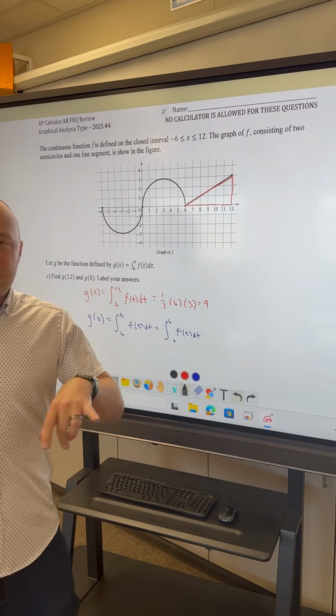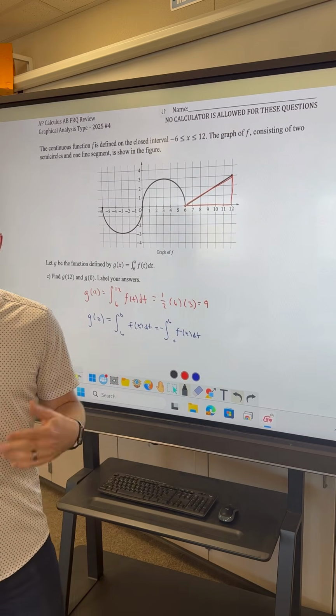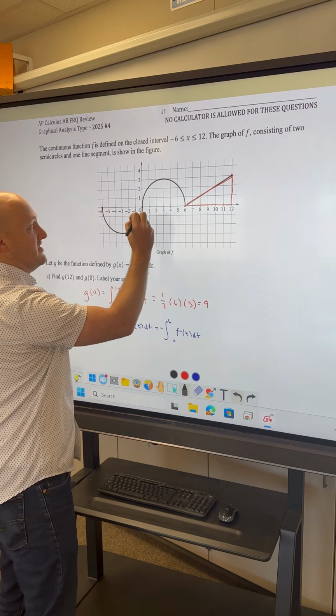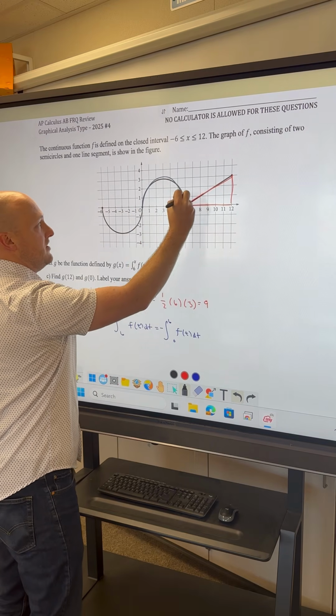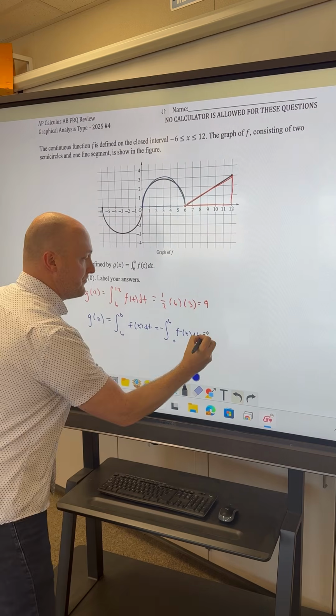Now in order to go ahead and switch our limits of integration, we're going to use a property which makes our integral negative, and now we can evaluate the area from 0 to 6, which is going to be this region, the area underneath this semicircle.